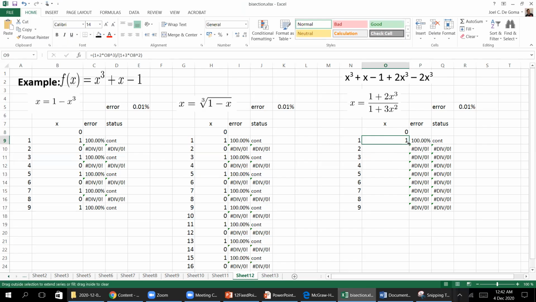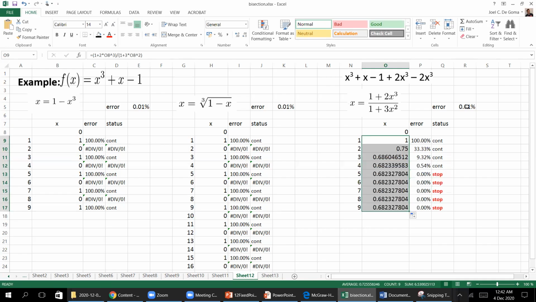So the result is this. And then substitute it to our equation. And this is the new equation, the new x. Then continue this until you get the desired error.